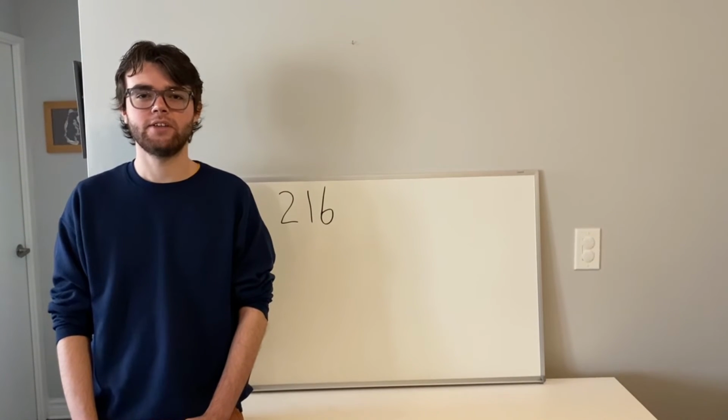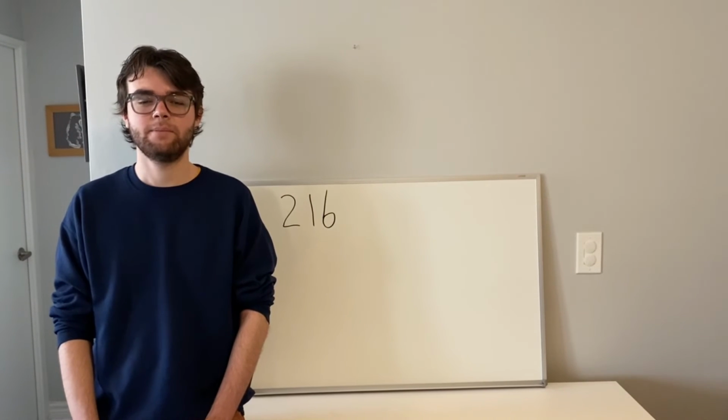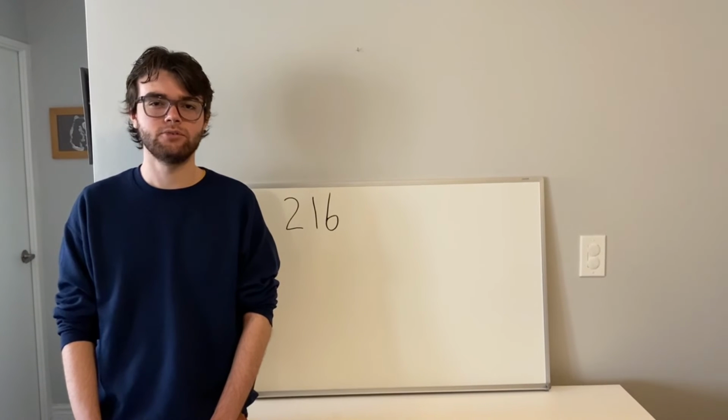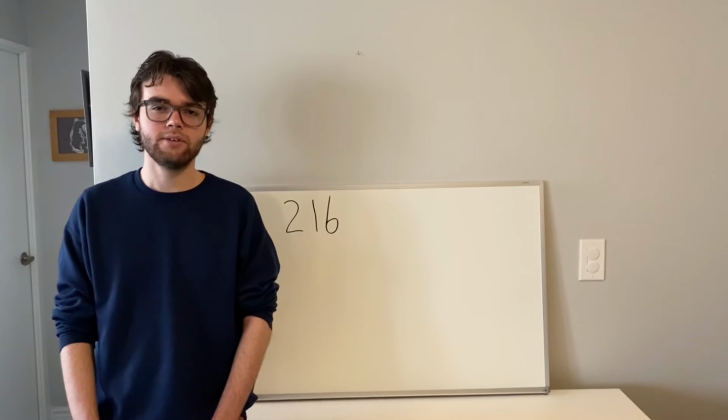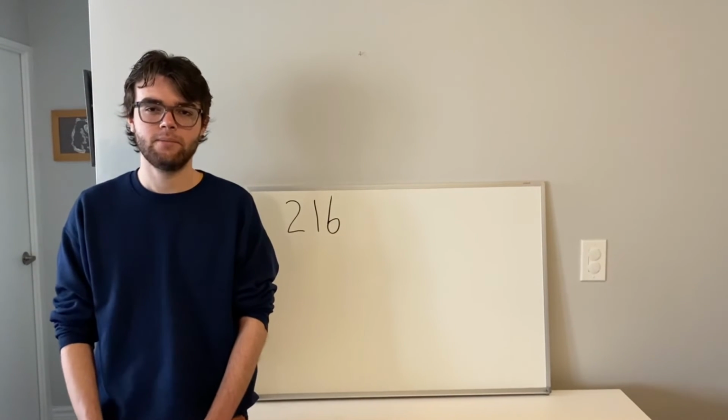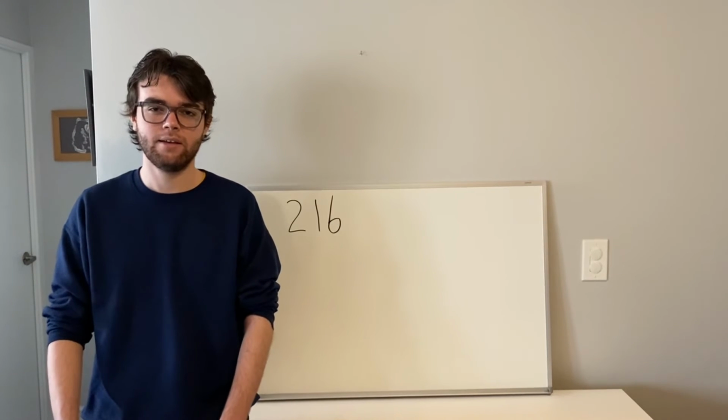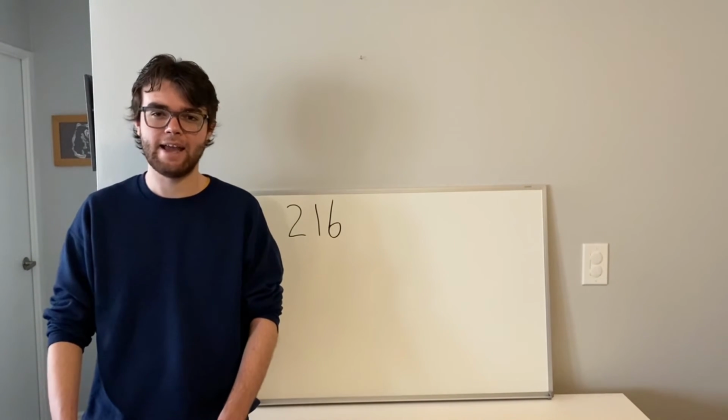Lastly, we're going to learn how to tell when a number is divisible by 9. And this trick is really similar to the trick for 3. What you want to do is add all the digits of the number together, and if their sum is divisible by 9, then the number is divisible by 9.